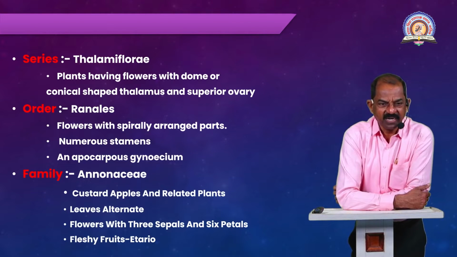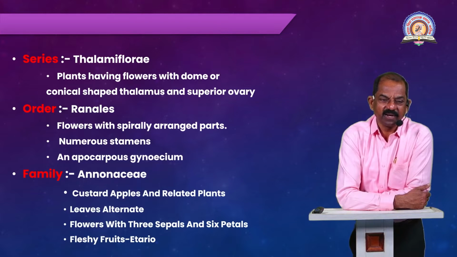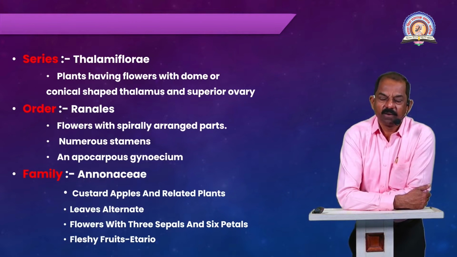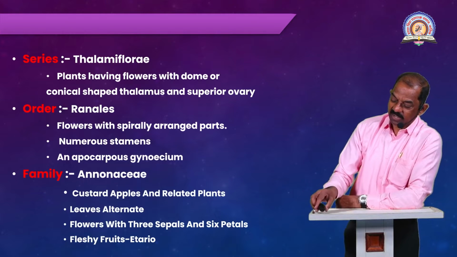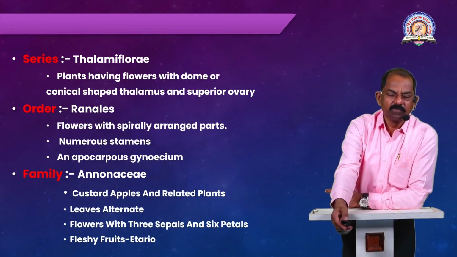simple and alternate, and flowers have 3 sepals and 6 petals. Then the type of fruit: fleshy fruits, which are an etaerio of berries. Then we will see the next one. Here we will see a type of fruit known as the etaerio of berries. That is a characteristic of the family Annonaceae.